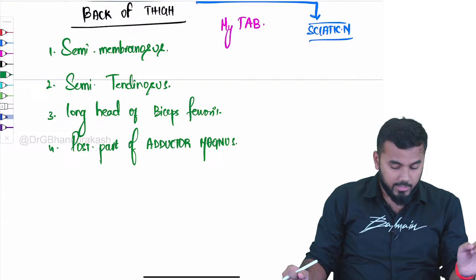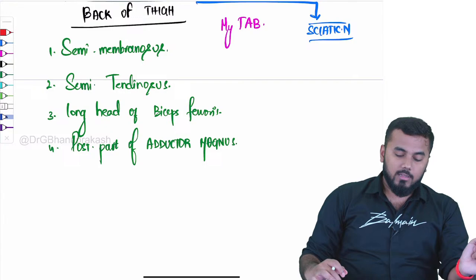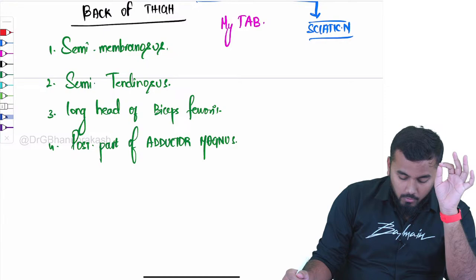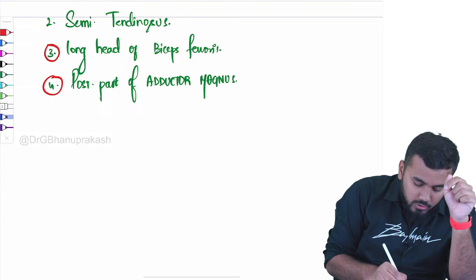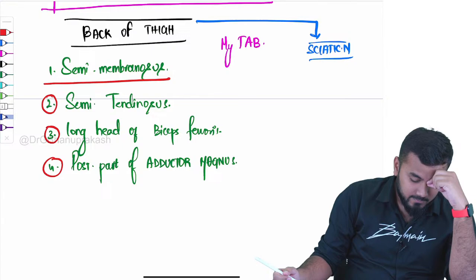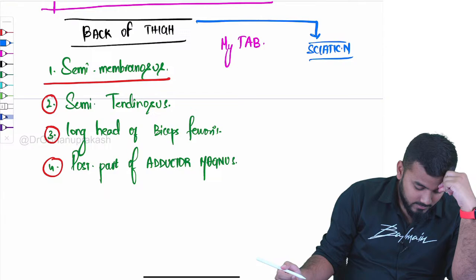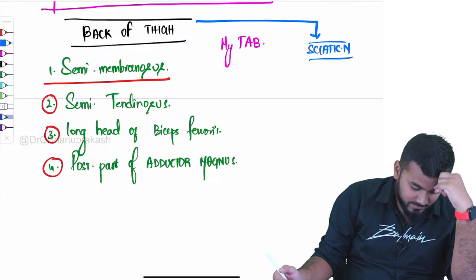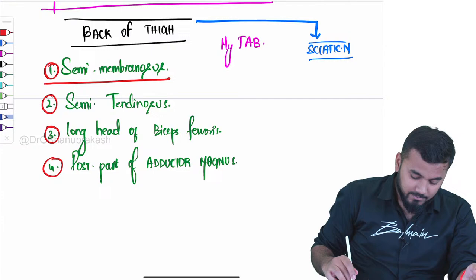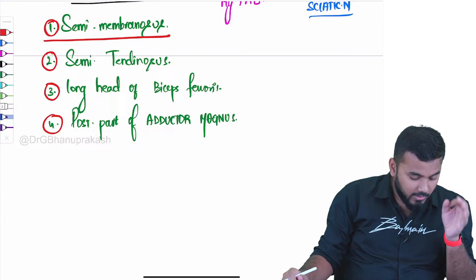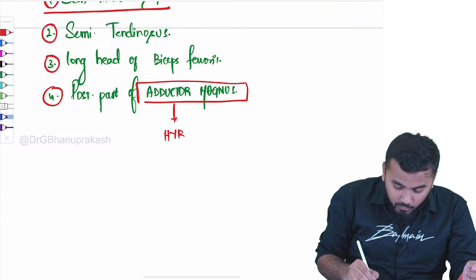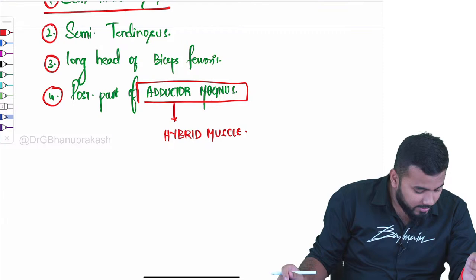Can you please tell me an MCQ which can be asked here? The MCQ which can be asked is, which of these four muscles is called a hybrid muscle? Excellent. Adductor magnus is called a hybrid muscle. I will tell you what a hybrid muscle is.